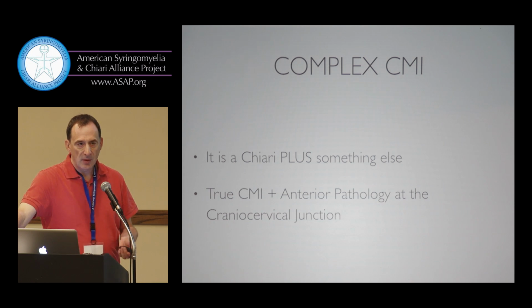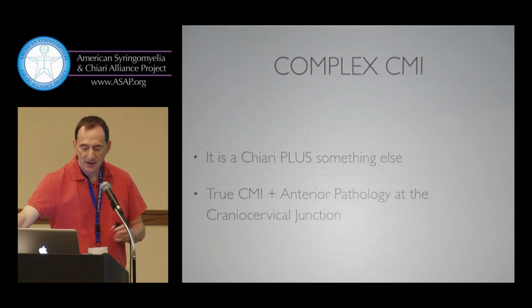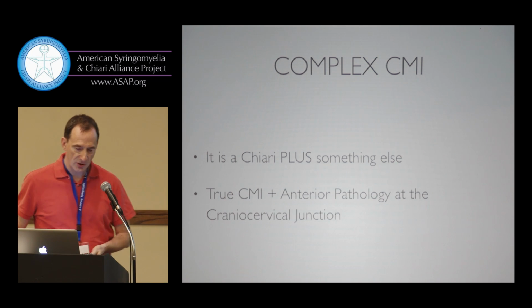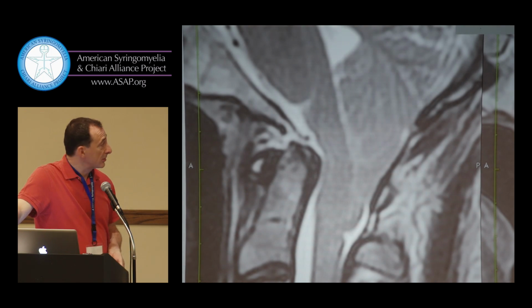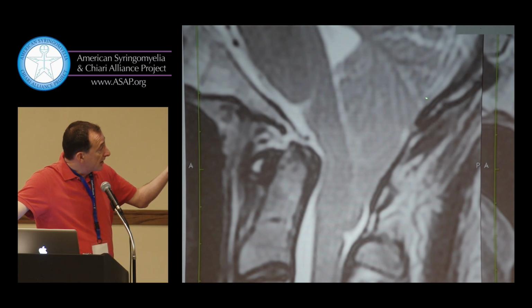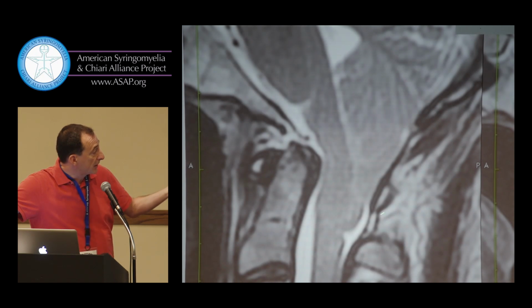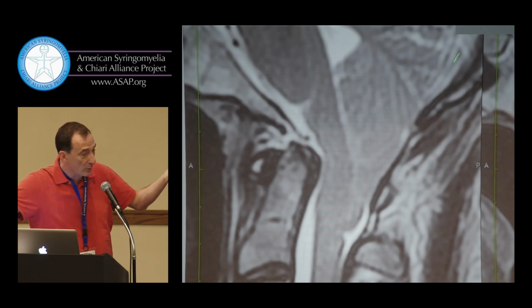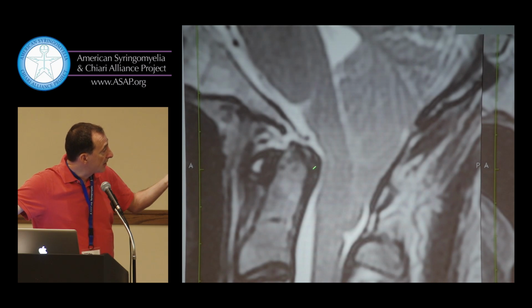So it's a true Chiari-1 malformation, and I'm simplifying over here, plus an anterior pathology at the craniocervical junction. What's an anterior pathology? What's a craniocervical junction? This is the Chiari-1 malformation, like everybody has identified over the years, with the deep tonsillar herniation, the small posterior fossa. Everybody knows that. And this is the craniocervical junction.